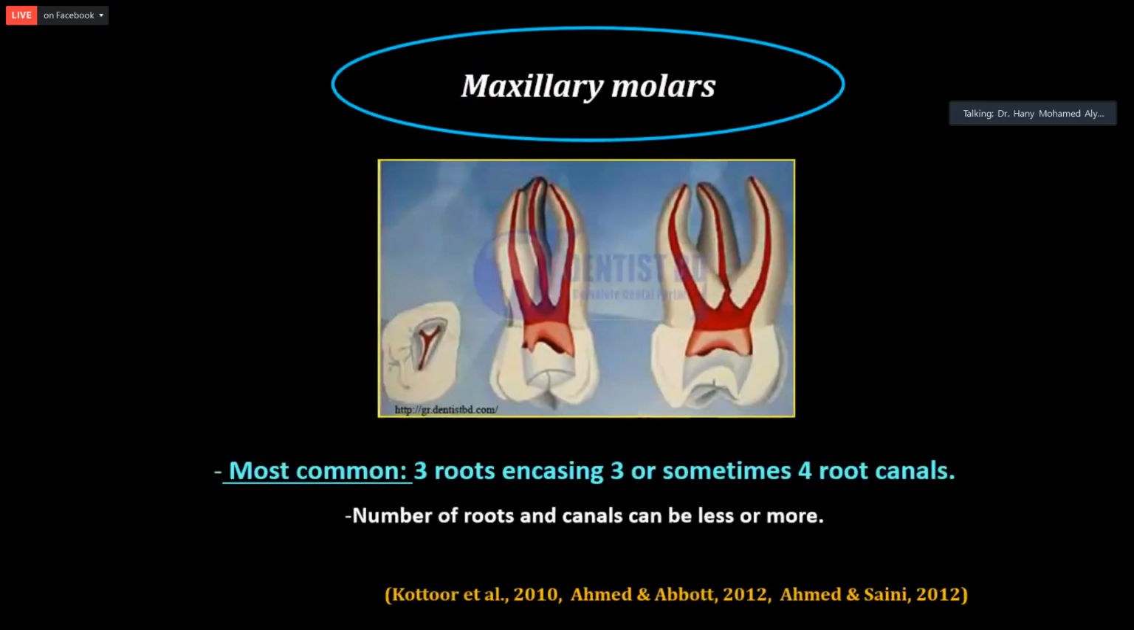Okay, I will just move on now to maxillary molars, which usually have 3 roots with 3 or 4 canals.